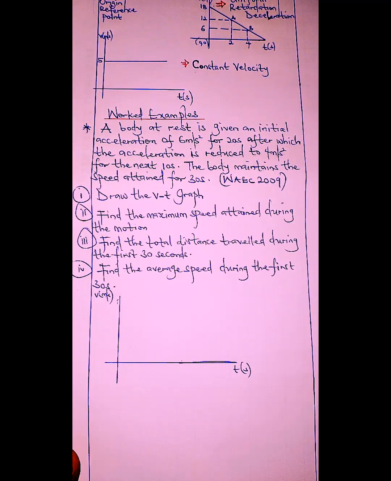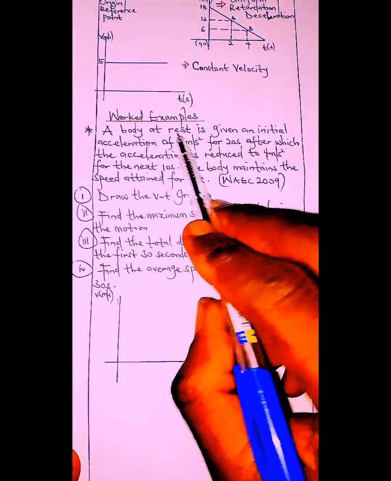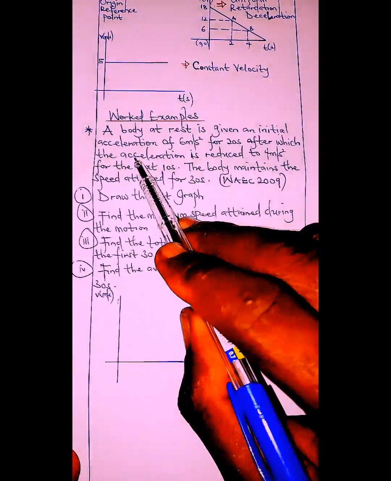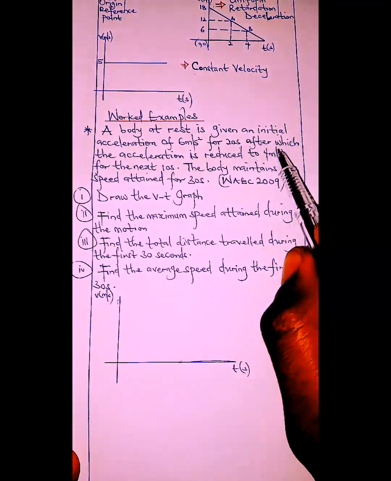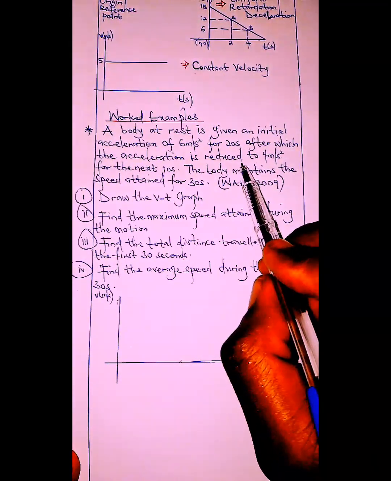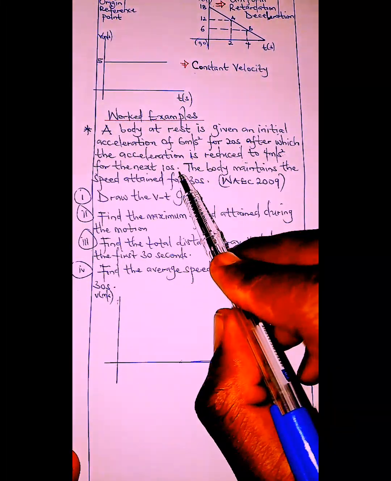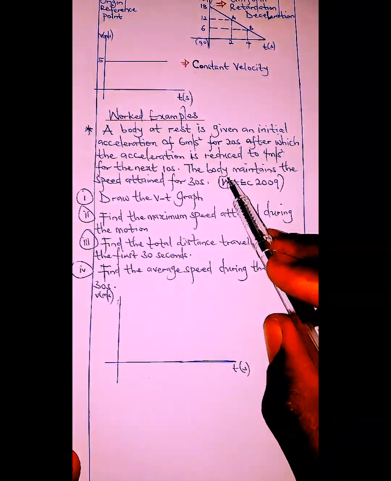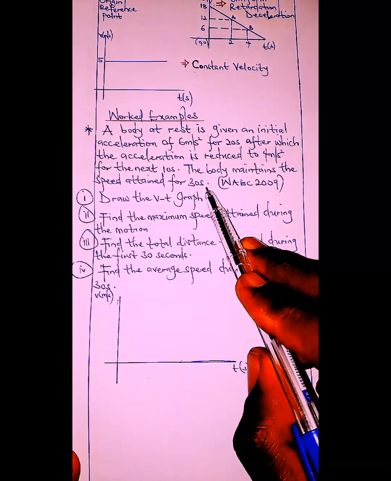Okay, guys, it's time to look at some worked examples. So right here we have the first question, which is: a body at rest is given an initial acceleration of 6 meters per second squared for 20 seconds, after which the acceleration is reduced to 4 meters per second squared for the next 10 seconds. The body maintains the speed attained for 30 seconds.